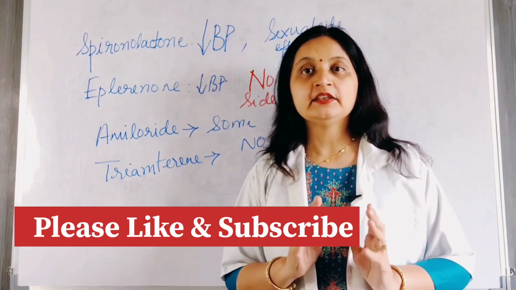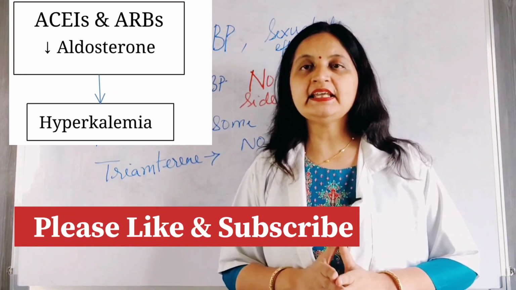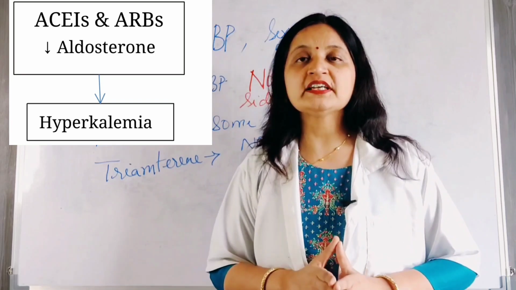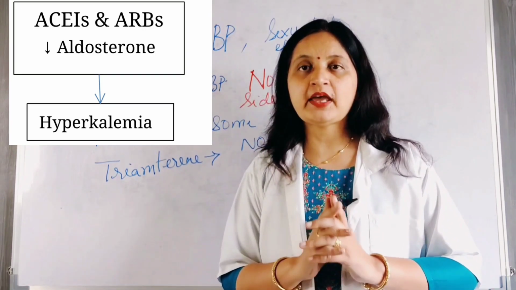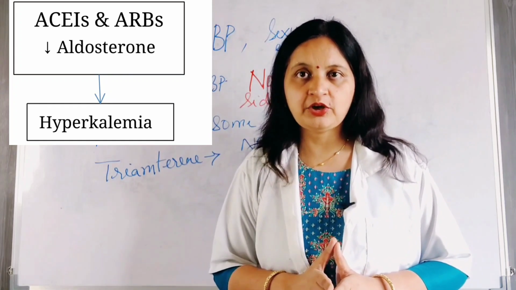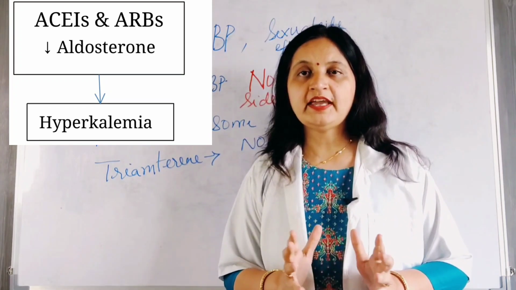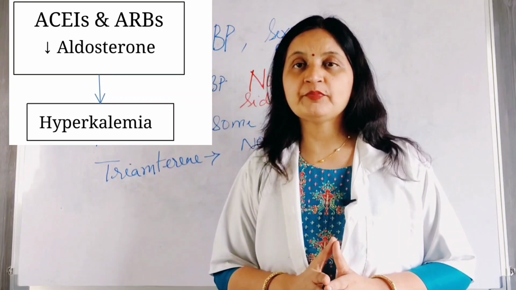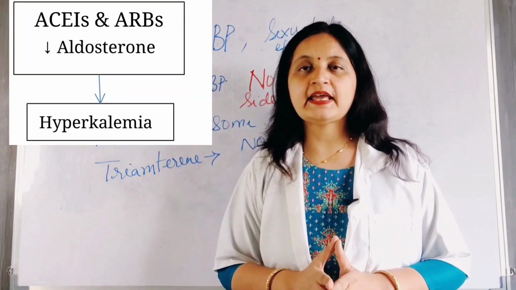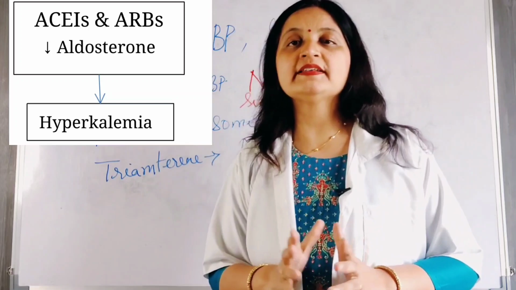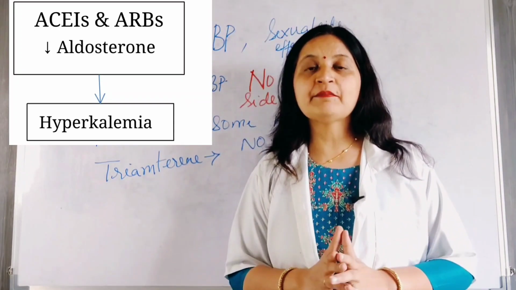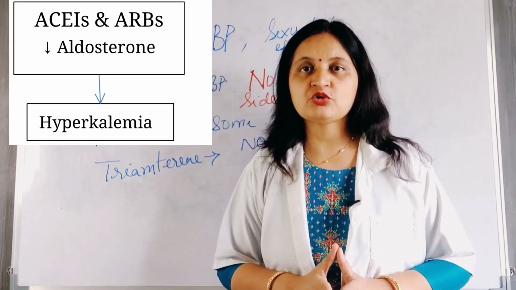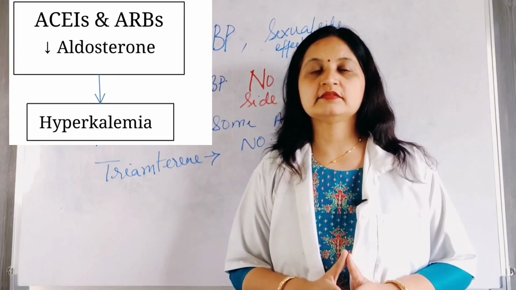Next, ACE inhibitors and ARBs reduce the secretion of aldosterone, thereby causing hyperkalemia and conservation of potassium in the body. Therefore, potassium-sparing agents should be used with ACE inhibitors and ARBs with caution, otherwise it can lead to dangerous hyperkalemia. So these are some of the possible interactions associated with diuretics.